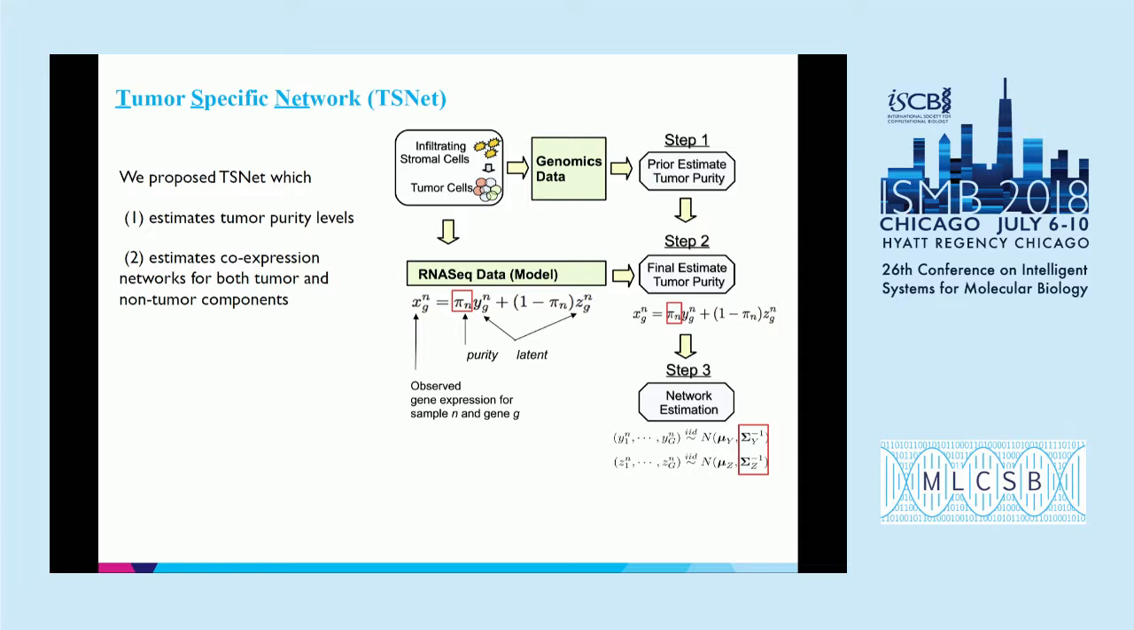What we do is very simple, and people have been using this model quite a lot. X_gn, the gene expression of gene g in sample n, is modeled as a mixture of latent variables: pi_n is the tumor purity for sample n, and Y_gn is the gene expression that you would measure in tumor cells alone, plus (1 minus pi_n) times the other latent variable Z_gn, which is the gene expression that you would measure in non-tumor cells.